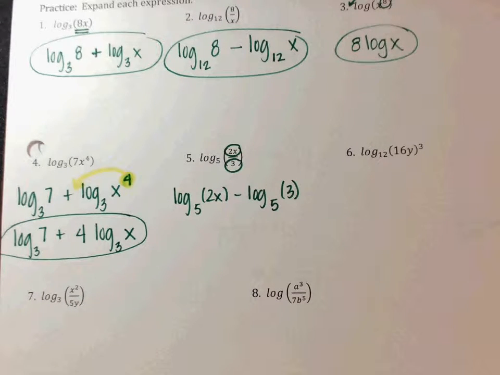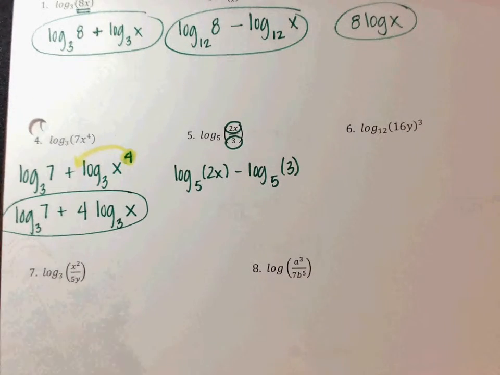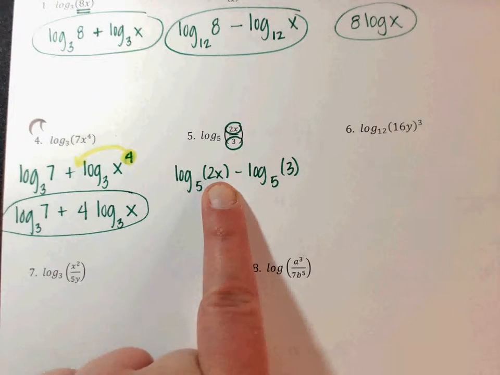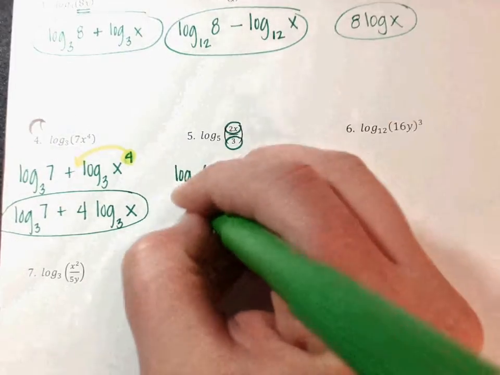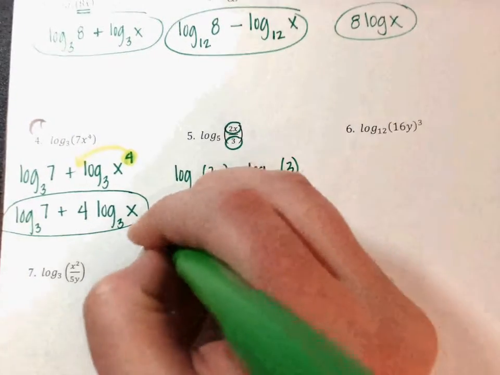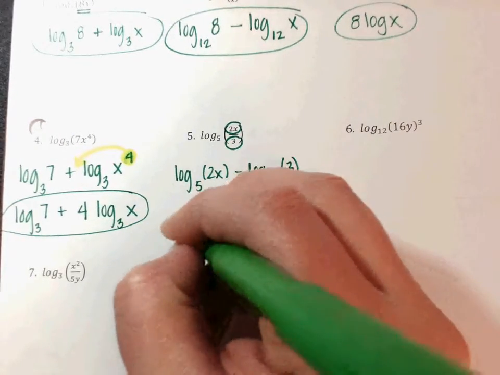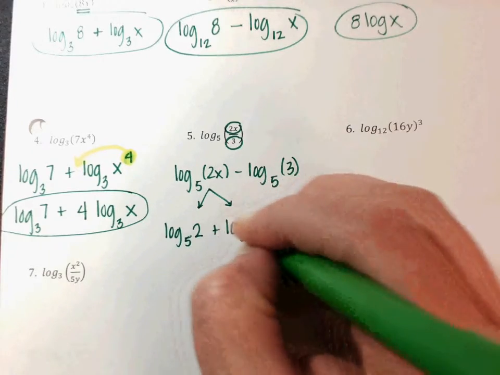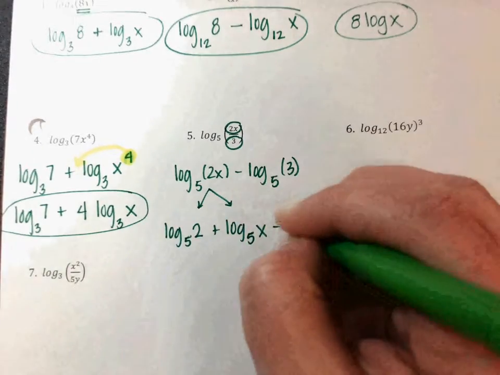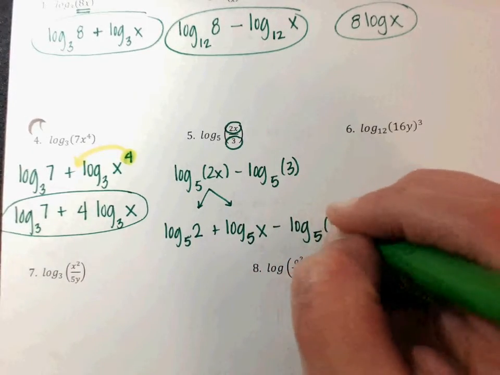Good so far? Okay, from here, you're going to have to split this one up again. 2 and x are multiplied. That means they split up into addition or subtraction? Addition. So then I'm going to split this one up into log little 5 of 2 plus log little 5 of x minus log little 5 of 3.